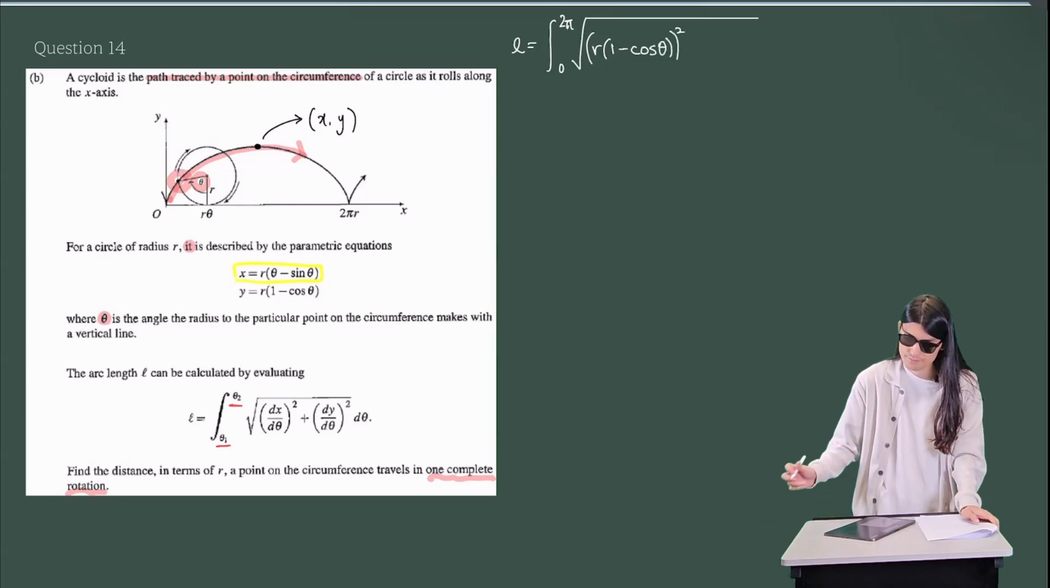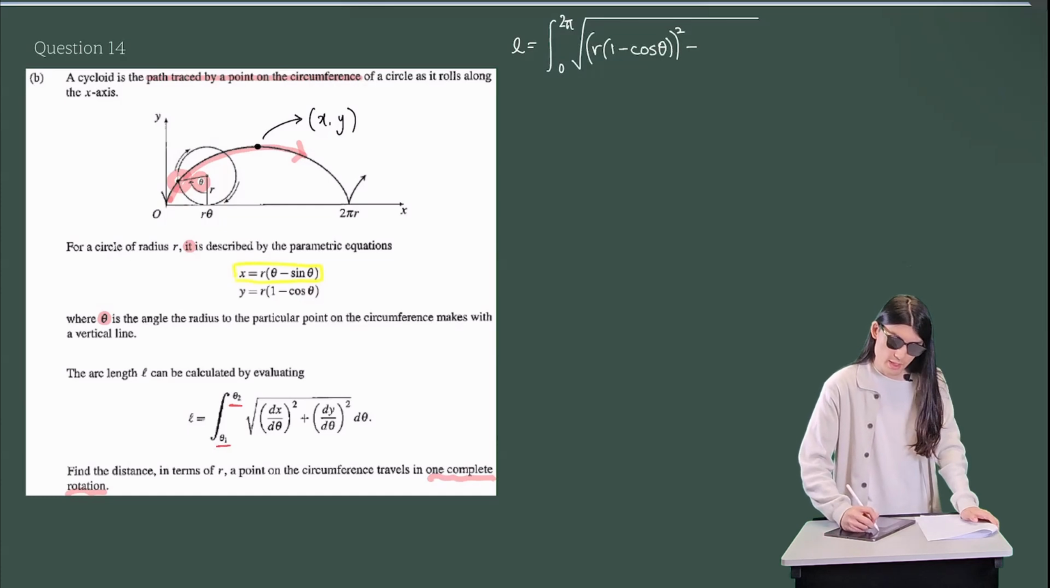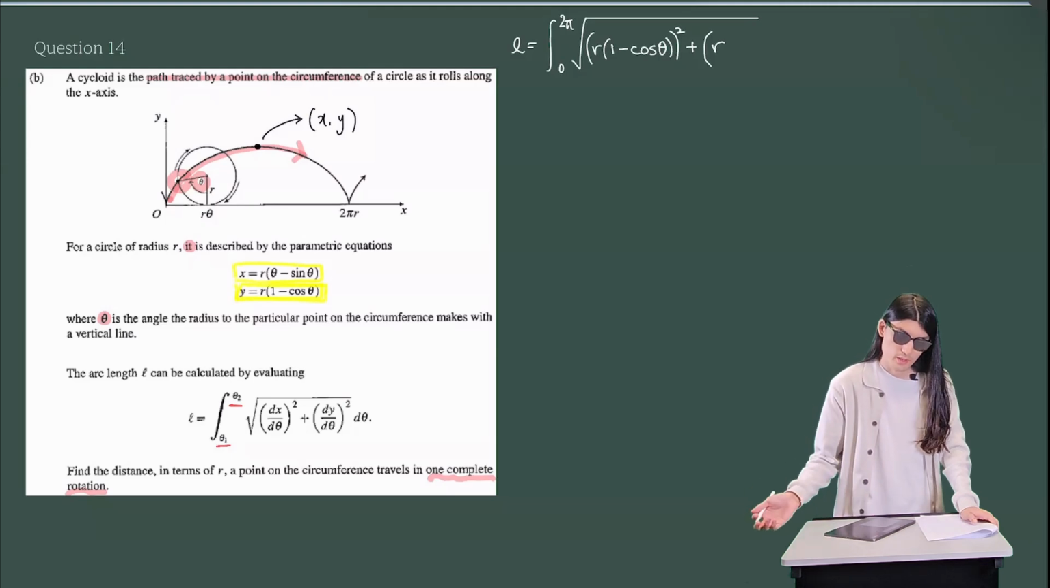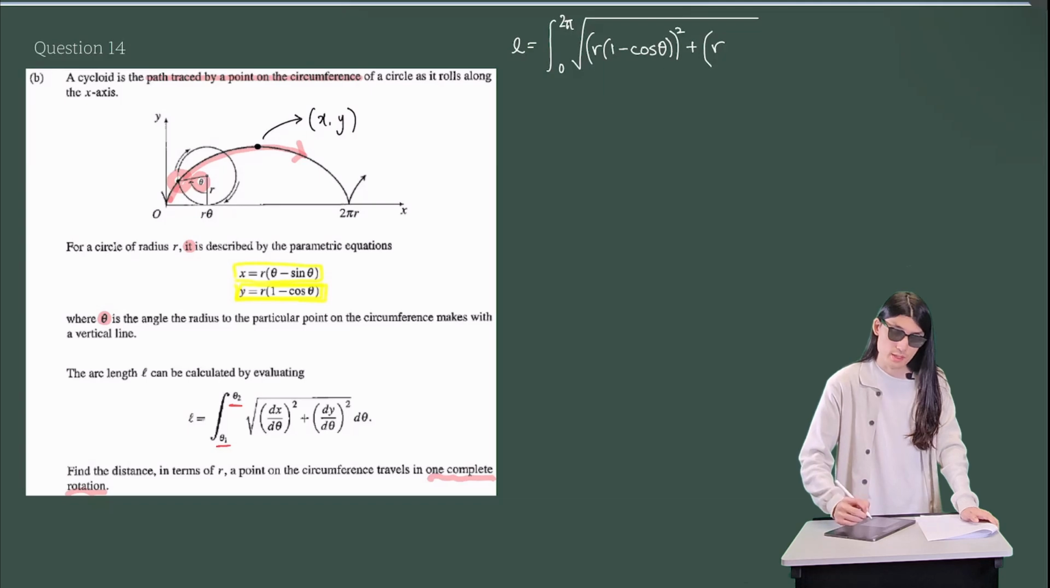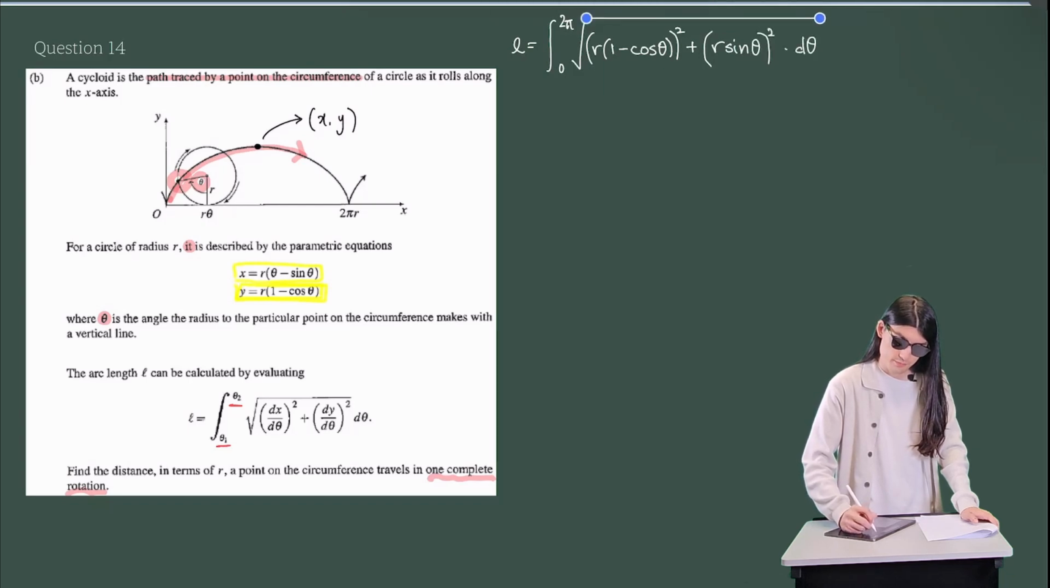All of that squared. Plus dy d theta is obtained in a similar way. You've got y as a function of theta given over here, so obtain the derivative of this to find dy d theta. And the derivative of negative cosine would be positive sine. d theta. Okay.